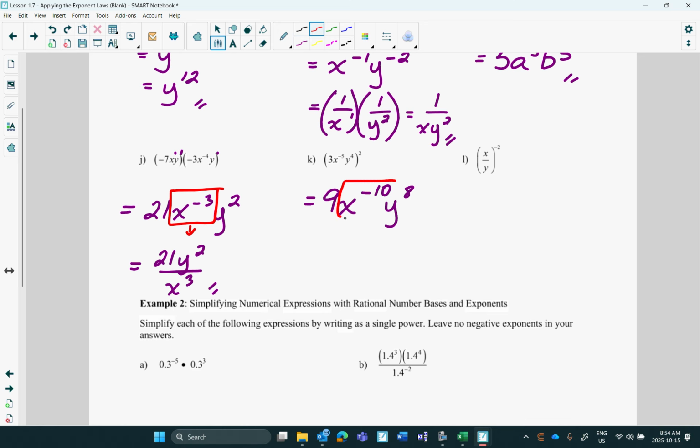I can't leave my answer with this. So what does my final answer look like? Over, and what's that, x to the 10? Perfect. Well done.